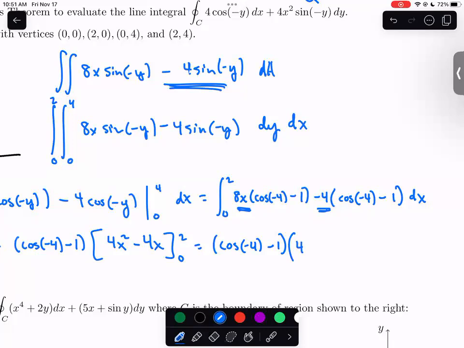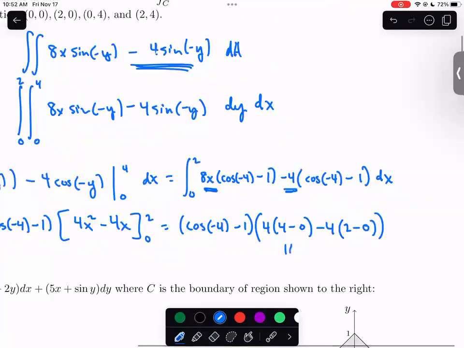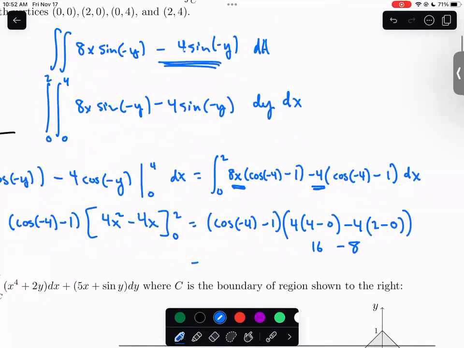So let's see. For my 4x squared, when I plug in 2, I get 16. When I plug in 0, I get 0. For my negative 4x, when I plug in 2, I get negative 8. When I plug in 0, I get 0. And so this is going to be 16 minus 8. So I'm going to have 8 times cosine of negative 4 minus 1.